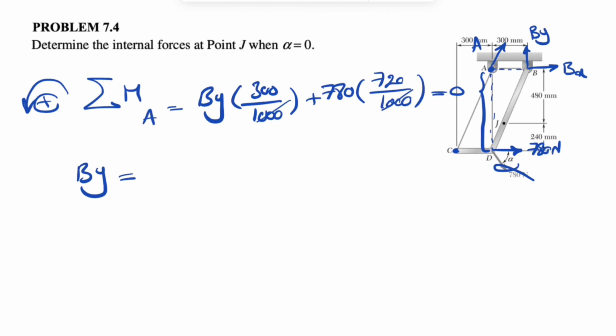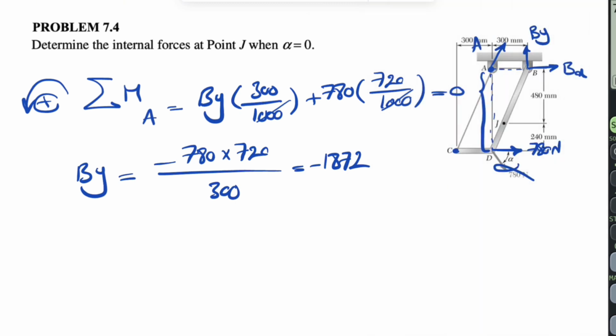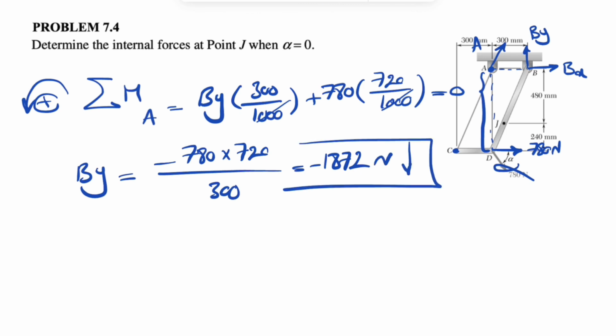So it will be minus 780 times 720 divided by 300. Let's see what we get. 780 times 720 divided by 300. That's going to be 1872, and we have a negative sign that shows that our assumption for By was not correct, and it's actually downward. So By is 1872 newtons. And now that we have By, we can do sum of all forces in Y direction.